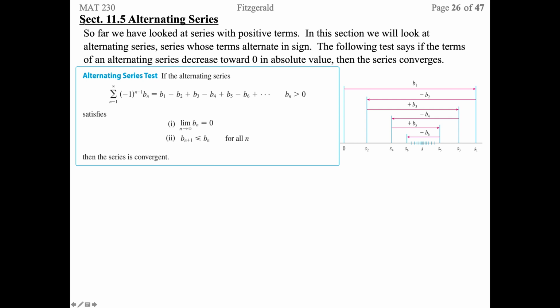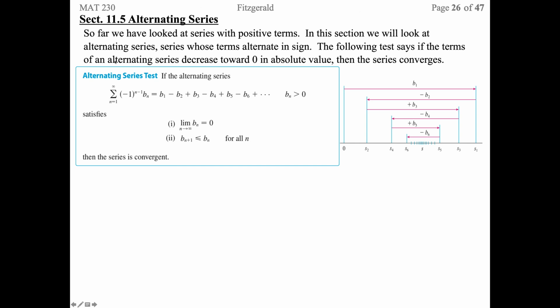Welcome to 11.5. Now this video, I'm going to talk rather fast because there's only 6 slides. I'm going to try to keep this under 15 minutes. All the series that we looked at so far had positive terms. So in this section, we're going to have alternating terms, hence the name alternating series.